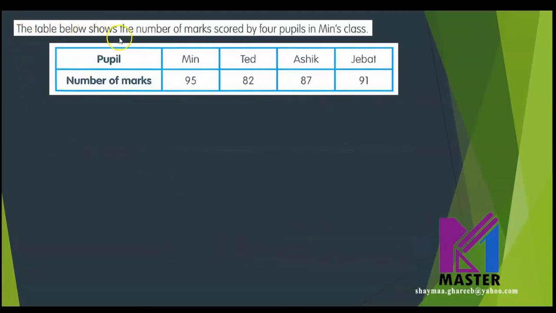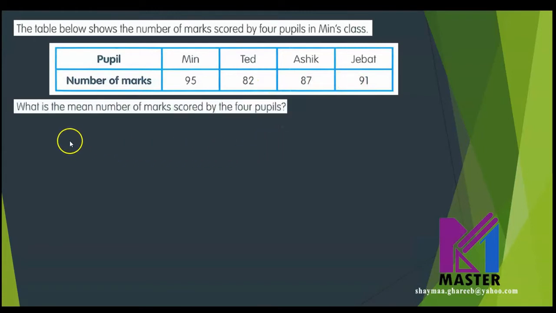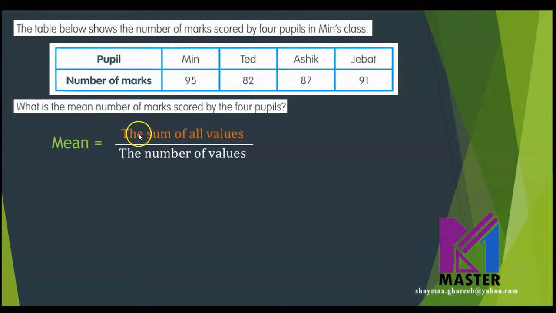The table below shows the marks scored by 4 pupils in Min's class. As you can see here, Min got 95, Ted got 82, 87, 91, and so on. So these are the marks. What is the mean number of marks scored by the 4 pupils? As we said, how do we calculate the mean? We add all the values. Then we divide them by the number of values.